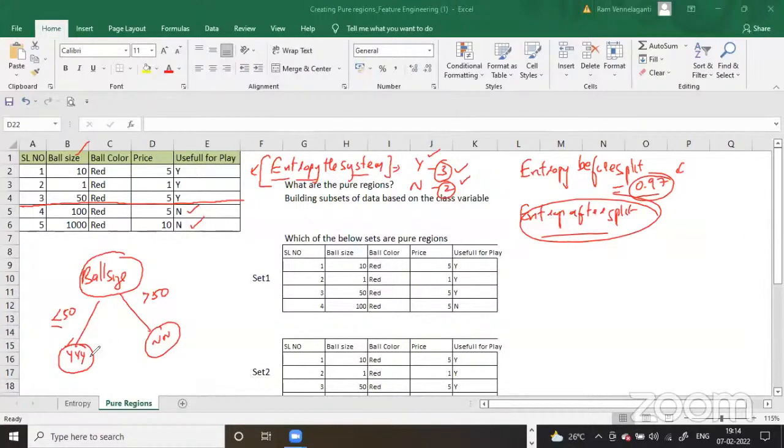So this is the information I have. If my ball size is greater than 50, then my ball is not useful for play. If my ball size is less than or equal to 50, then it is useful for play. So find out what is the entropy after split.